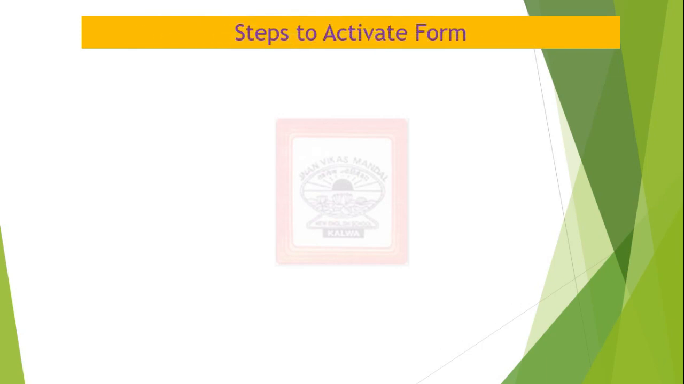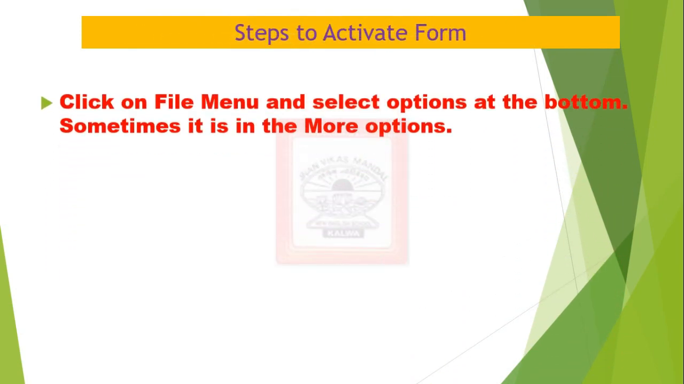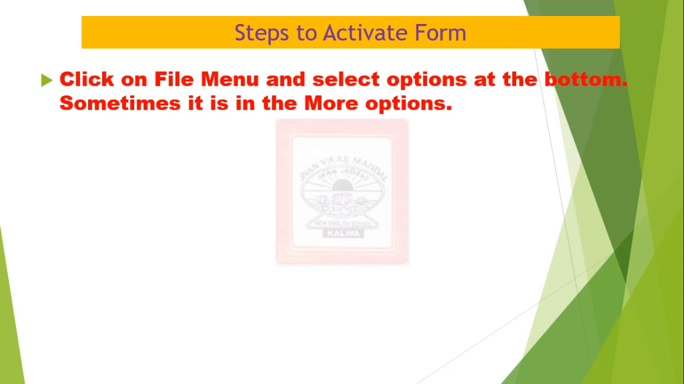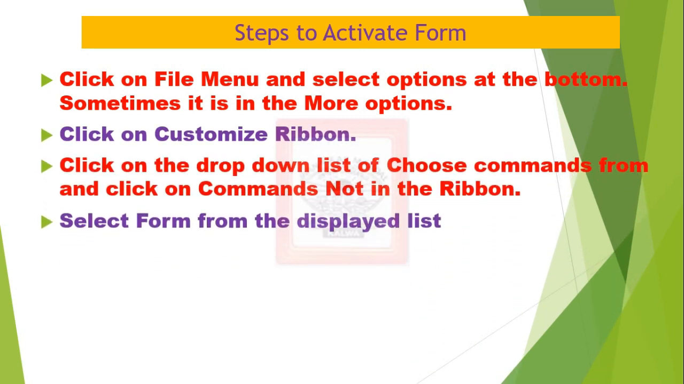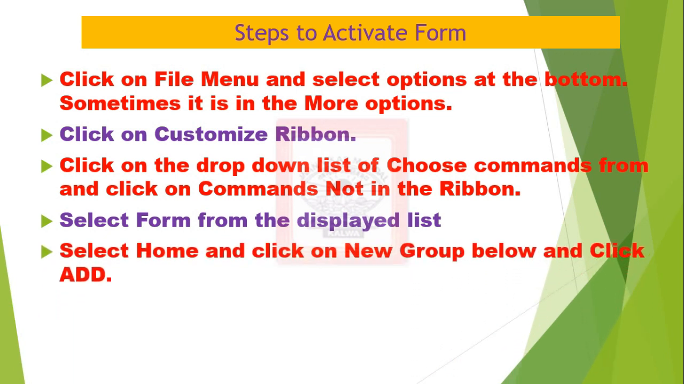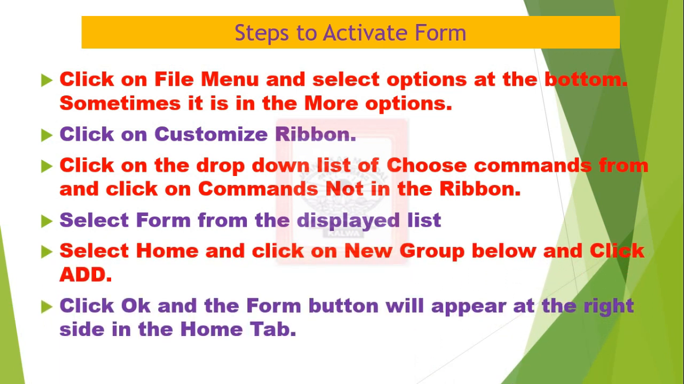First of all, we will see how to activate the forms. The steps are given here. Normally, the form option is not available in Windows Excel by default. We have to activate it. These steps we are going to follow practically afterwards. When we open Excel, I will explain all this in detail, how to activate the Excel form.